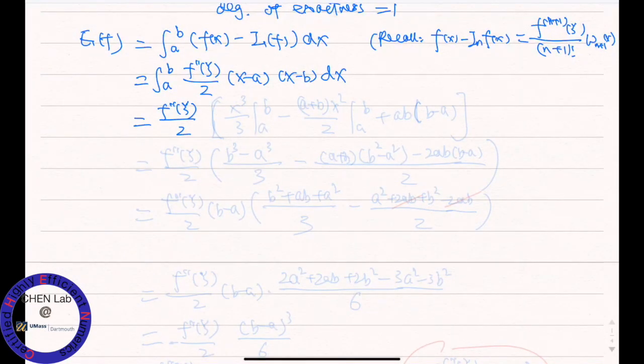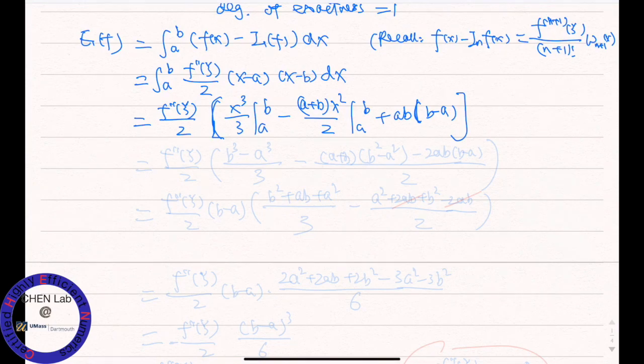The first term is x squared, so we're going to get x cubed over 3 between a and b. And then we have minus ax minus bx, so it's minus (a plus b) x squared over 2 between a and b, right? Plus, finally, we have a times b times (b minus a). That's the integral.